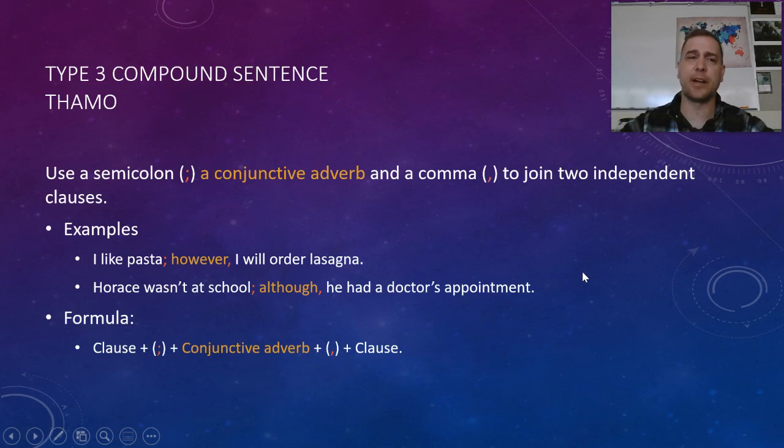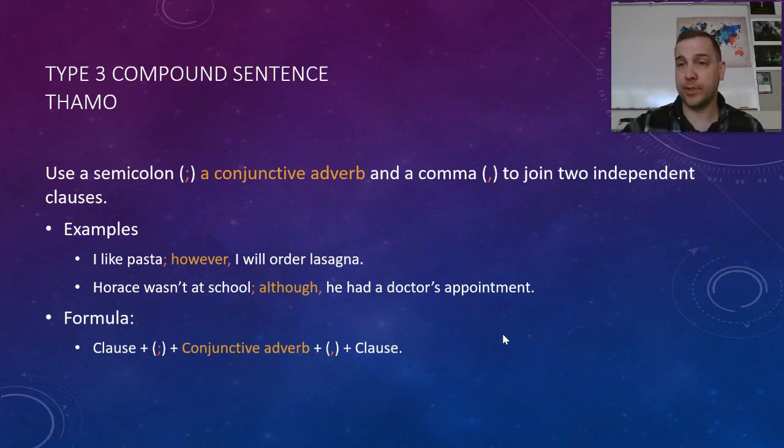And so this is a type 3 compound sentence. This one uses a semicolon, a conjunctive adverb, and a comma to join 2 independent clauses, right? And so it looks something like this. I like pasta; however, I will order lasagna. Horace wasn't at school; although, he had a doctor's appointment. And so it's an independent clause plus a semicolon, plus a conjunctive adverb, plus a comma. And this is the final way to combine sentences together.